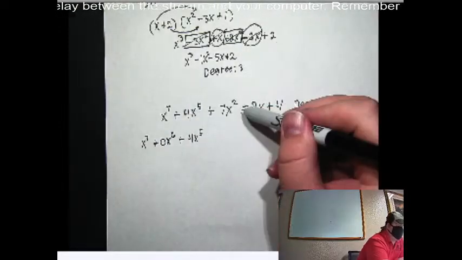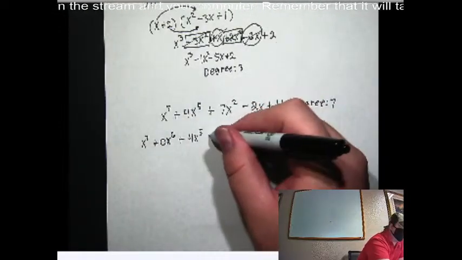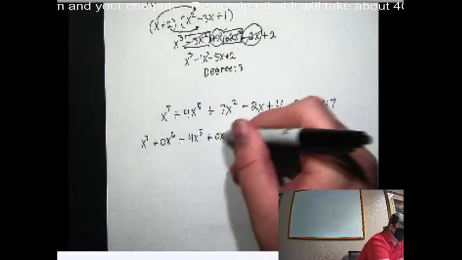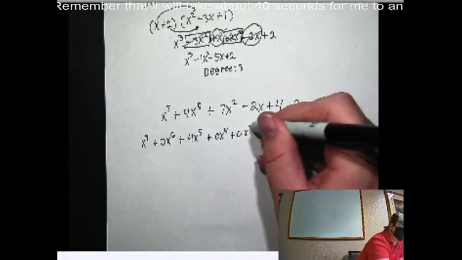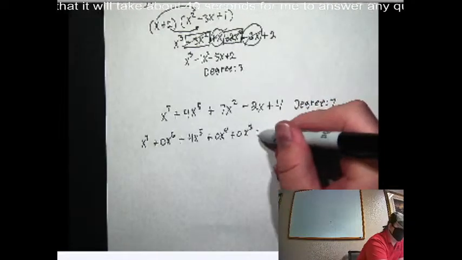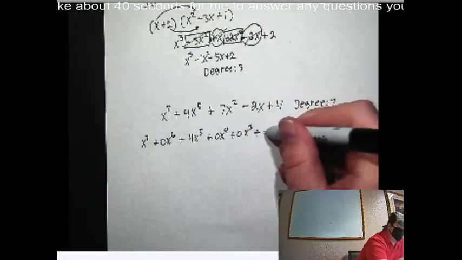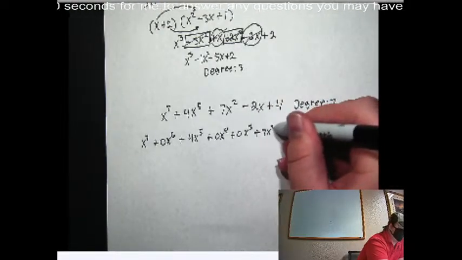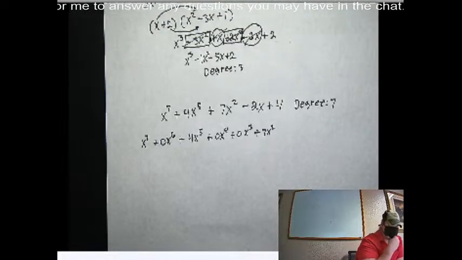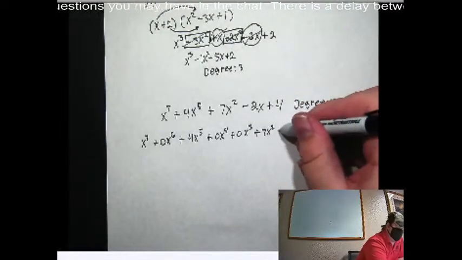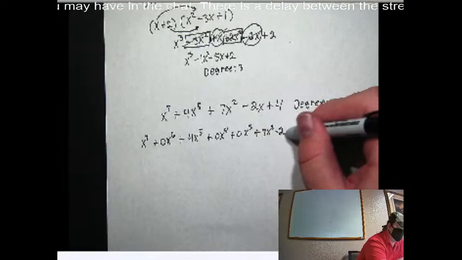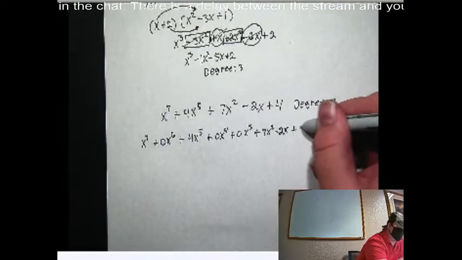Then between 5 and 2, we have a couple terms. 0x to the 4th, 0x to the 3rd. Then we get to our 7x squared. And then we have our single x, and then our constant.